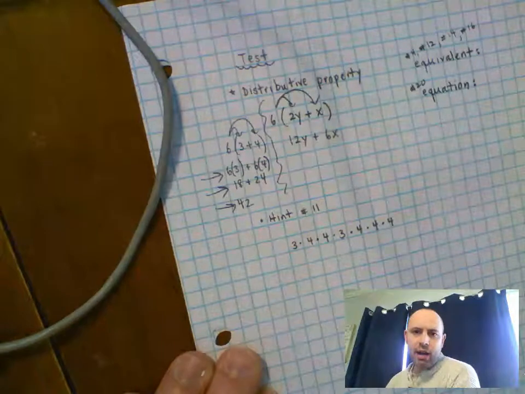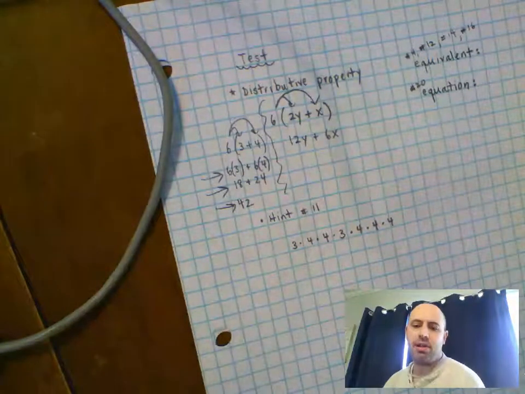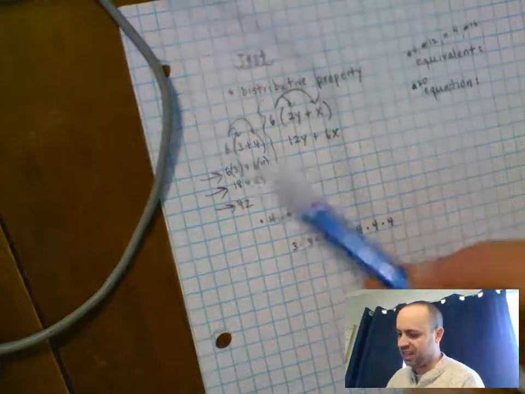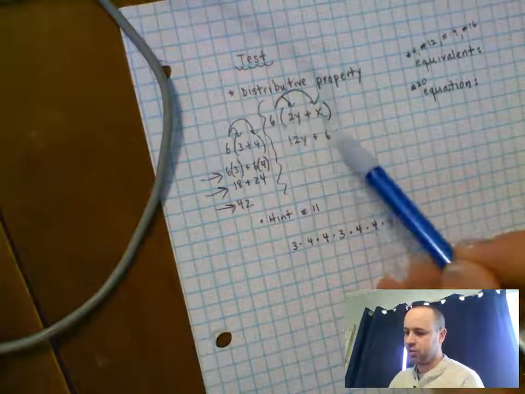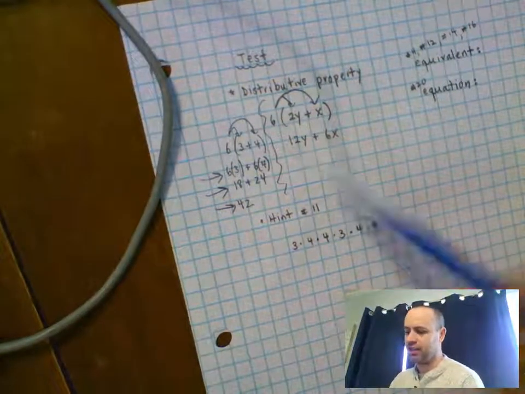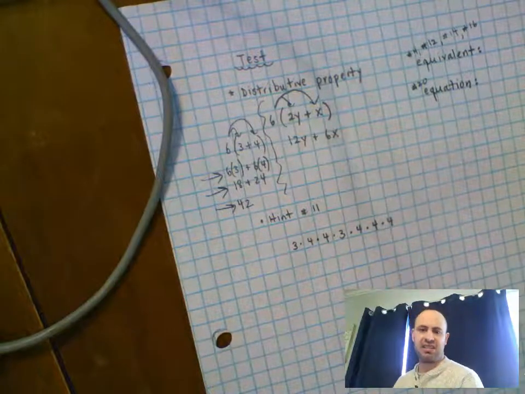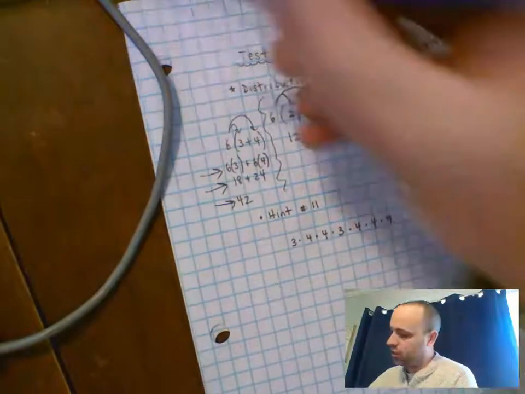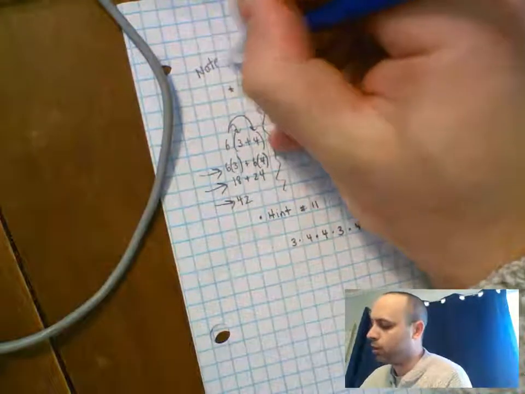So just be aware of the distributive property will come up multiple times on this test. And just make sure you can recognize it like this, this, this, or this. Sometimes when it deals with letters, you'll have to write it out like this. So 12y plus 6x. That's also in your notes. This test is going to be very important to look at your notes. Your notes will be very important.